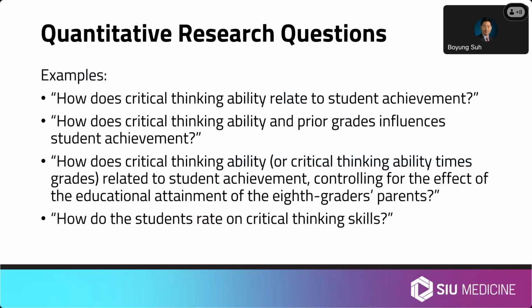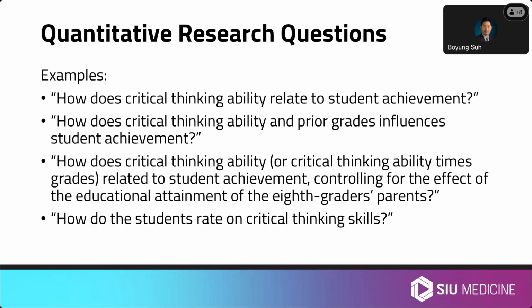Second question is an inferential question relating critical thinking times, grades, and student achievement, a more complex case. Next one is an inferential question relating the dependent variable, controlling for the effect of the control variable. Fourth one is a descriptive question focused on the independent variable.